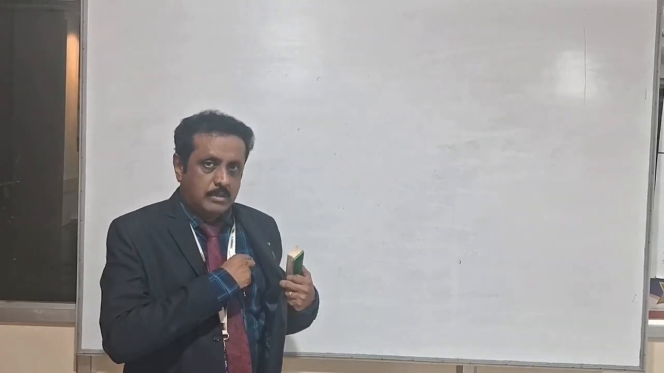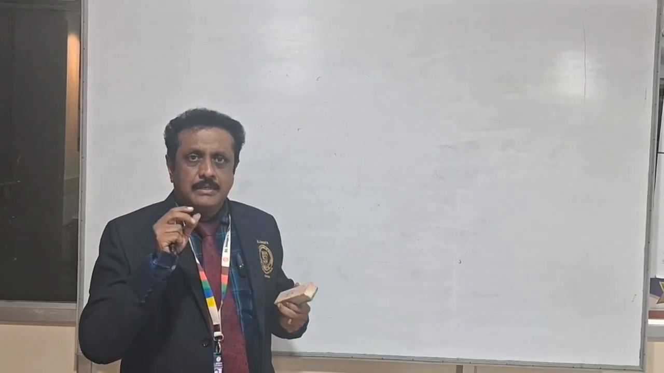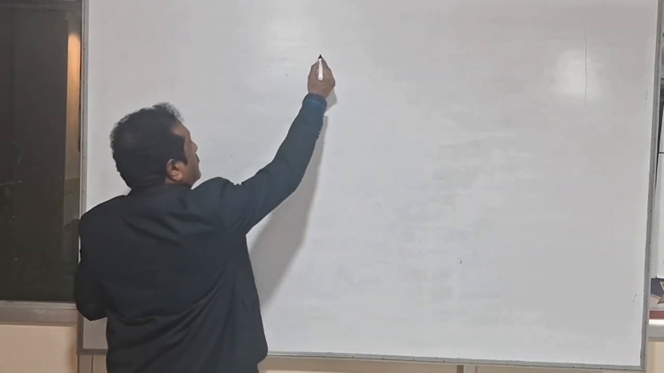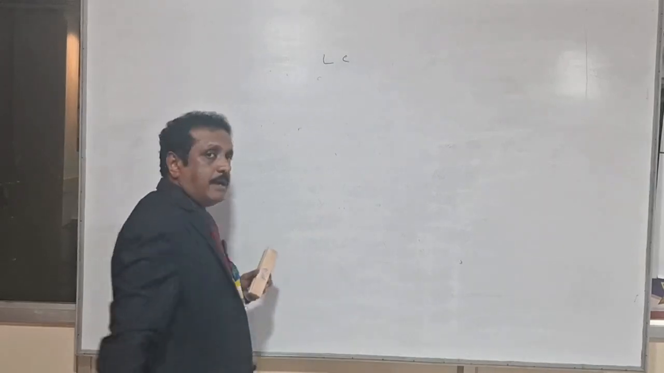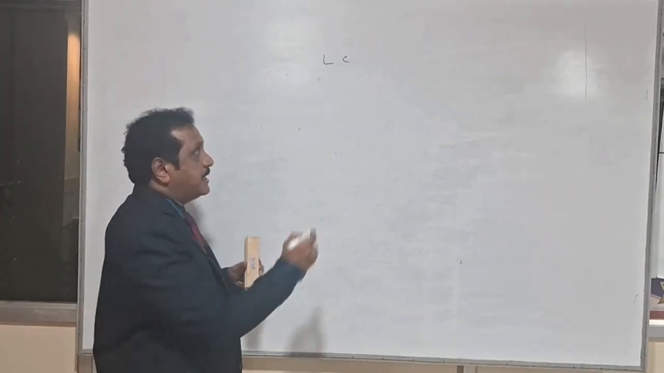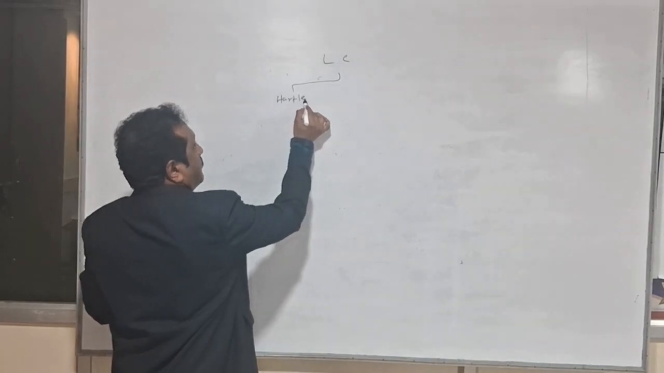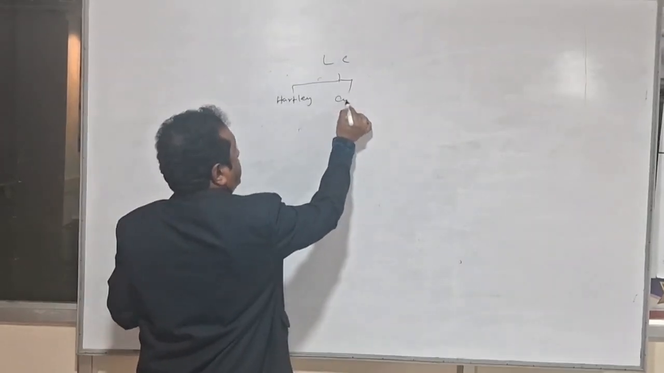Now, we are going to see the classifications of LC oscillators. I said earlier that LC oscillators have three further classifications. One is the Hartley oscillator. The second one is the Colpitts oscillator.